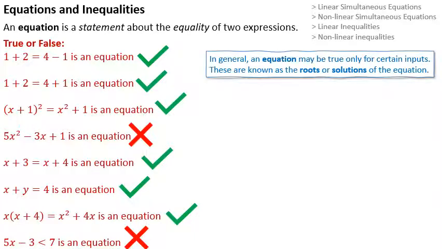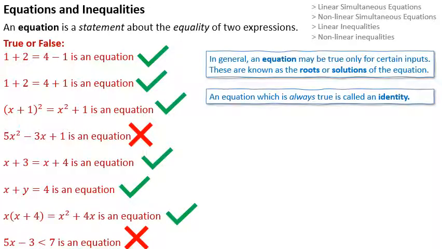So in general, we think of the values that make an equation true as being the roots or the solutions. If an equation is always true, in other words, the statement holds true for any value of x or for any value of whatever the variable is, we call it an identity.